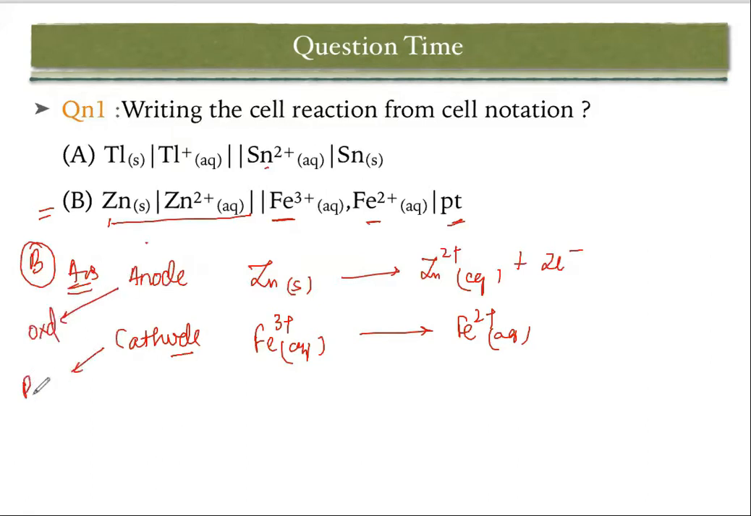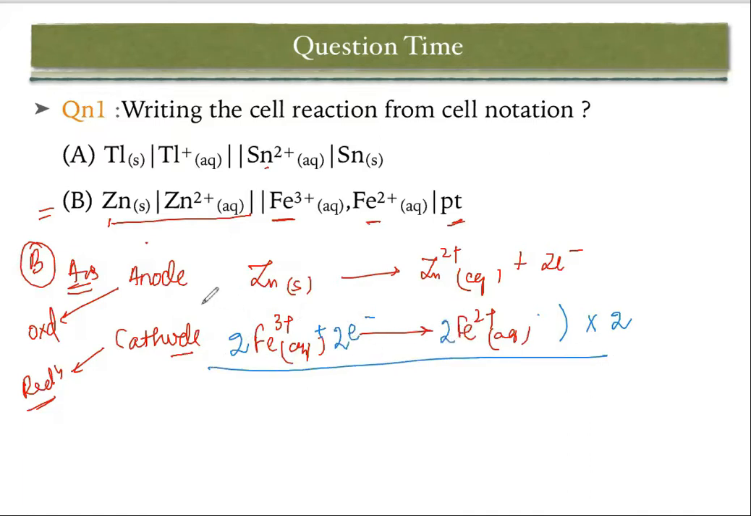Whereas in the cathode, reduction reaction will take place. So obviously plus 3 has to reduce to plus 2 form. Now if you complete the reaction, here it will be 1 electron. Again, this is not a balanced reaction. To balance this reaction, we have to multiply this reaction with 2. So this will be 2. This is 2. This is 2.